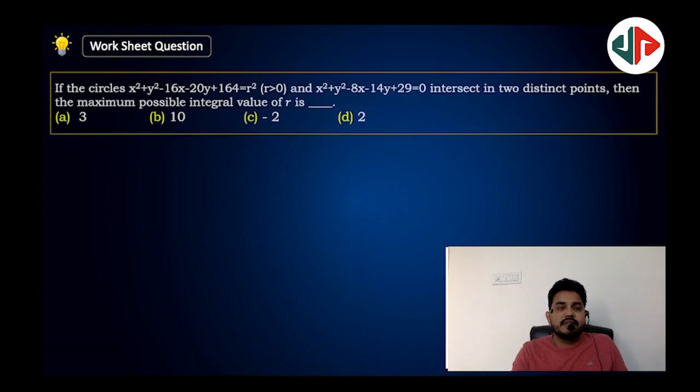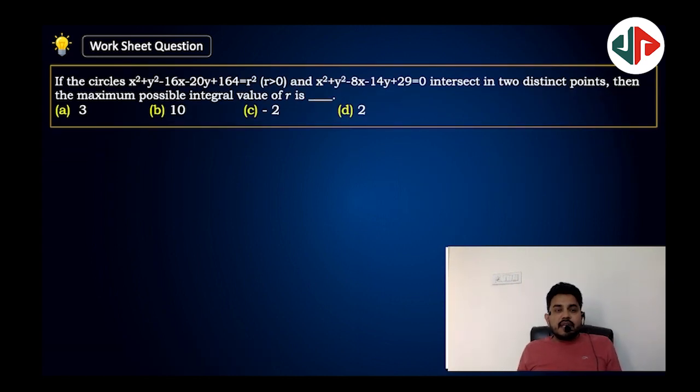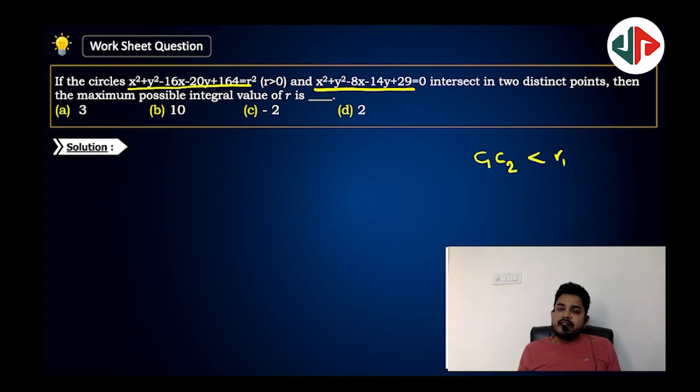Next question is, if the circle is given and another circle is given, and they intersect in two distinct points, then the maximum possible value of R. So when these two circles are intersecting, the condition is: modulus of R1 minus R2 is less than C1C2, which is less than R1 plus R2.